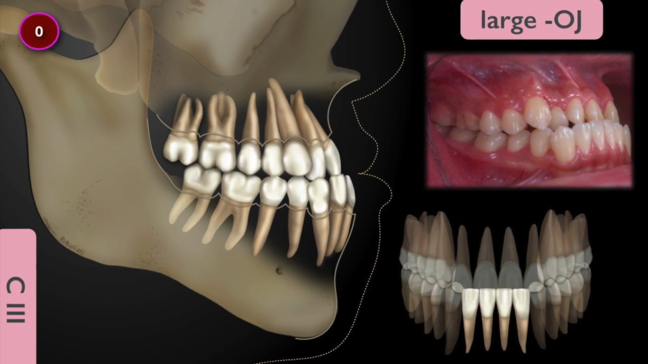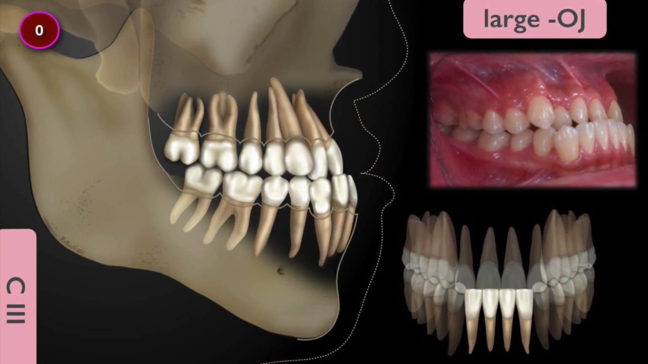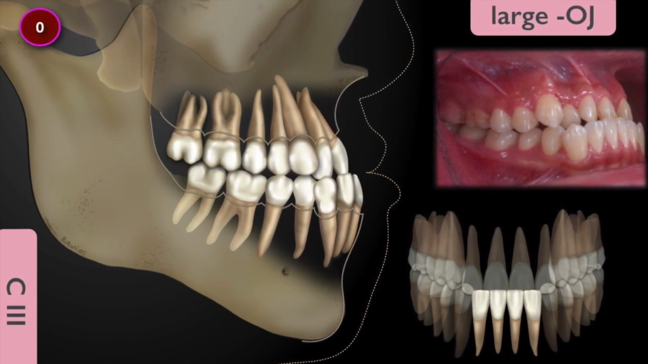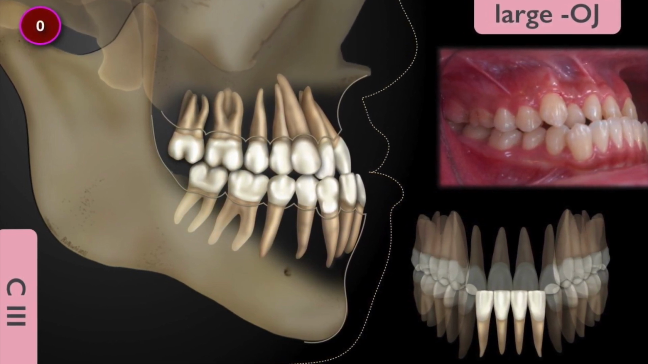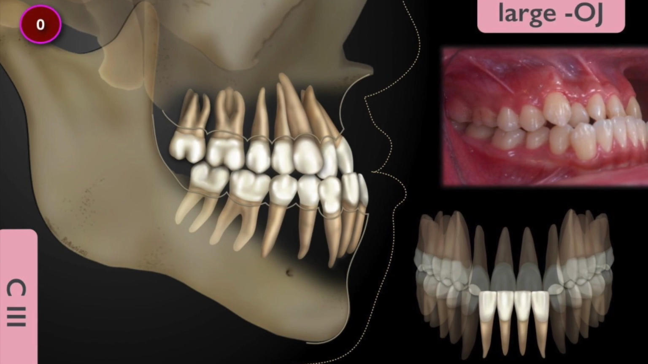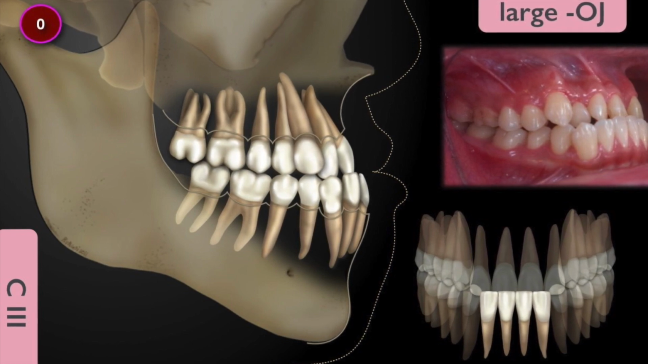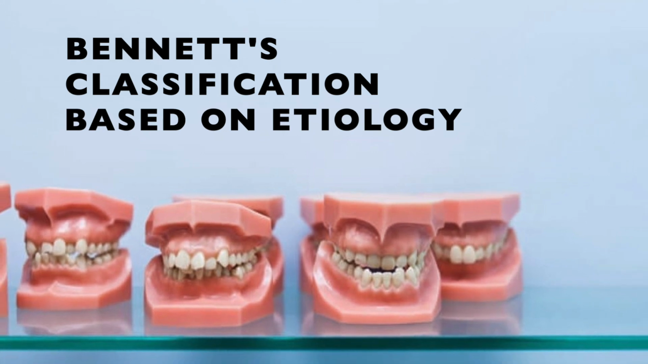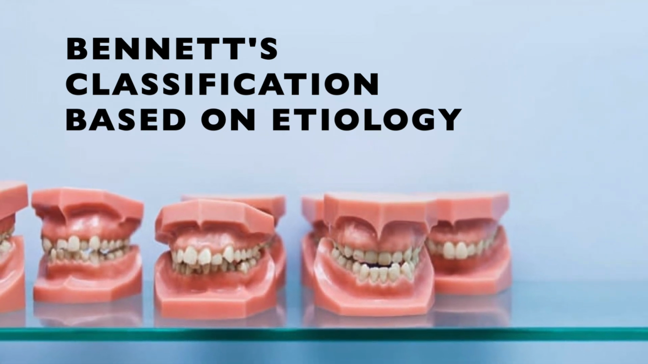Skeletal class 3. The lower apical base is placed relatively too far forward. The projection of the lower incisor axis would pass labial to the upper incisor crowns. Now coming to the Bennett's classification. This classification is based on etiology.